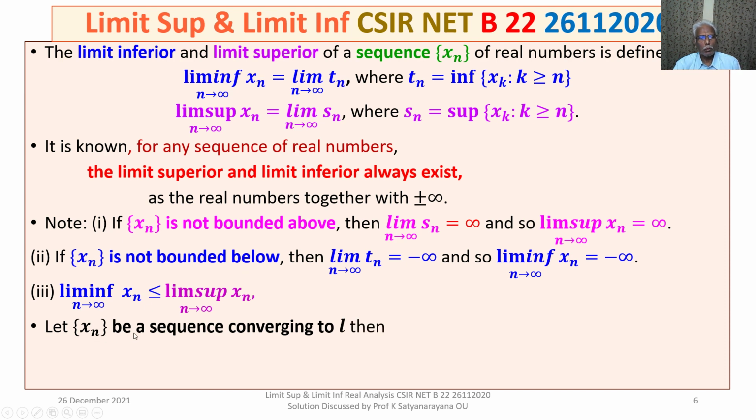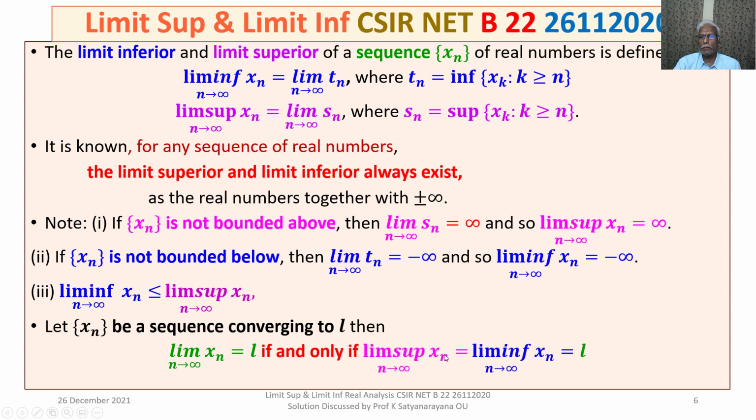Let x_n, n equal to 1 to infinity, be a sequence that is converging to L. Then limit as n tends to infinity of x_n is equal to L if and only if limit superior is equal to limit inferior of x_n is equal to L. When the limit exists, limit superior and limit inferior are equal and equal to L.